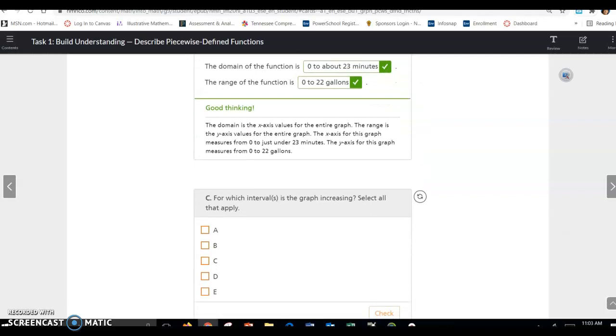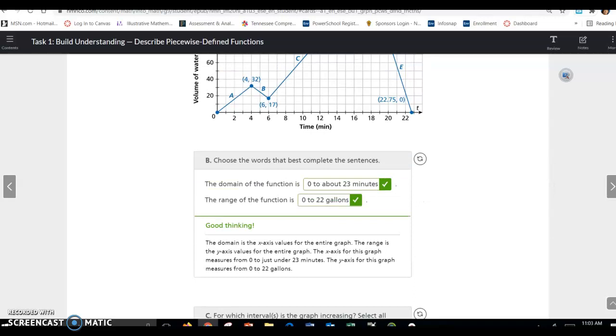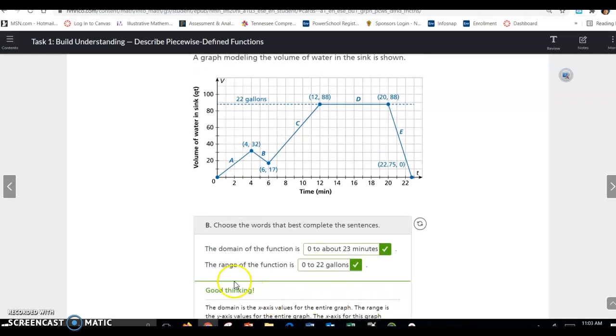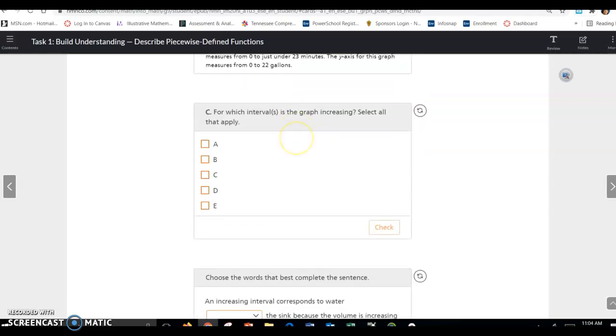And then for which interval is the graph increasing? Select all that apply. We read a graph from left to right. Increasing means it's going up. So this one's increasing, decreasing, increasing, constant. This one's staying the same, and this one's decreasing. So increasing would be A and C.